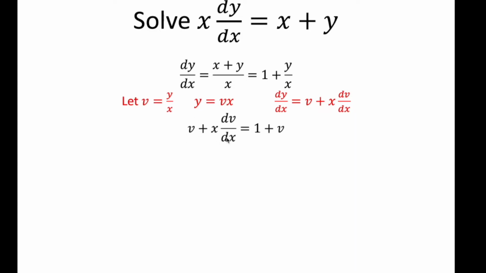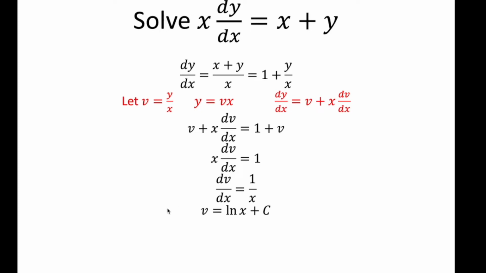v plus x dv/dx is equal to 1 plus v, because our v is equal to y over x. So notice that we can cancel out the v here. What is left is just x dv/dx is equal to 1. And then we can divide the whole equation by x. Therefore, dv/dx is equal to 1 over x. So now we can integrate both sides of the equation. The result is v is equal to the integral of 1 over x, which is ln x plus c. Don't forget to include plus c here.